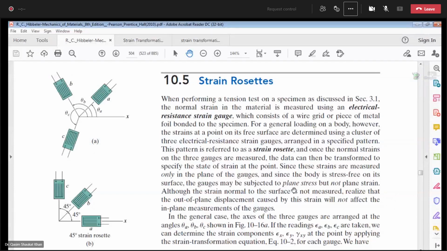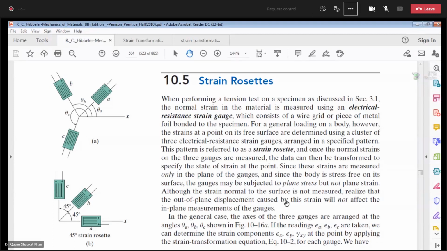What we are saying is that when a load is applied in the x direction, let's say sigma x, sigma x will produce the strain epsilon x, and due to the normal strain epsilon x, there will be a strain in the lateral direction, let's say epsilon y, due to the Poisson's effect. But the strain gauge can only measure the strain in its own direction. If it is attached in the x direction, it can only give you epsilon x. It cannot give you epsilon y. If you want to measure epsilon y, you have to put the strain gauge in the y direction.